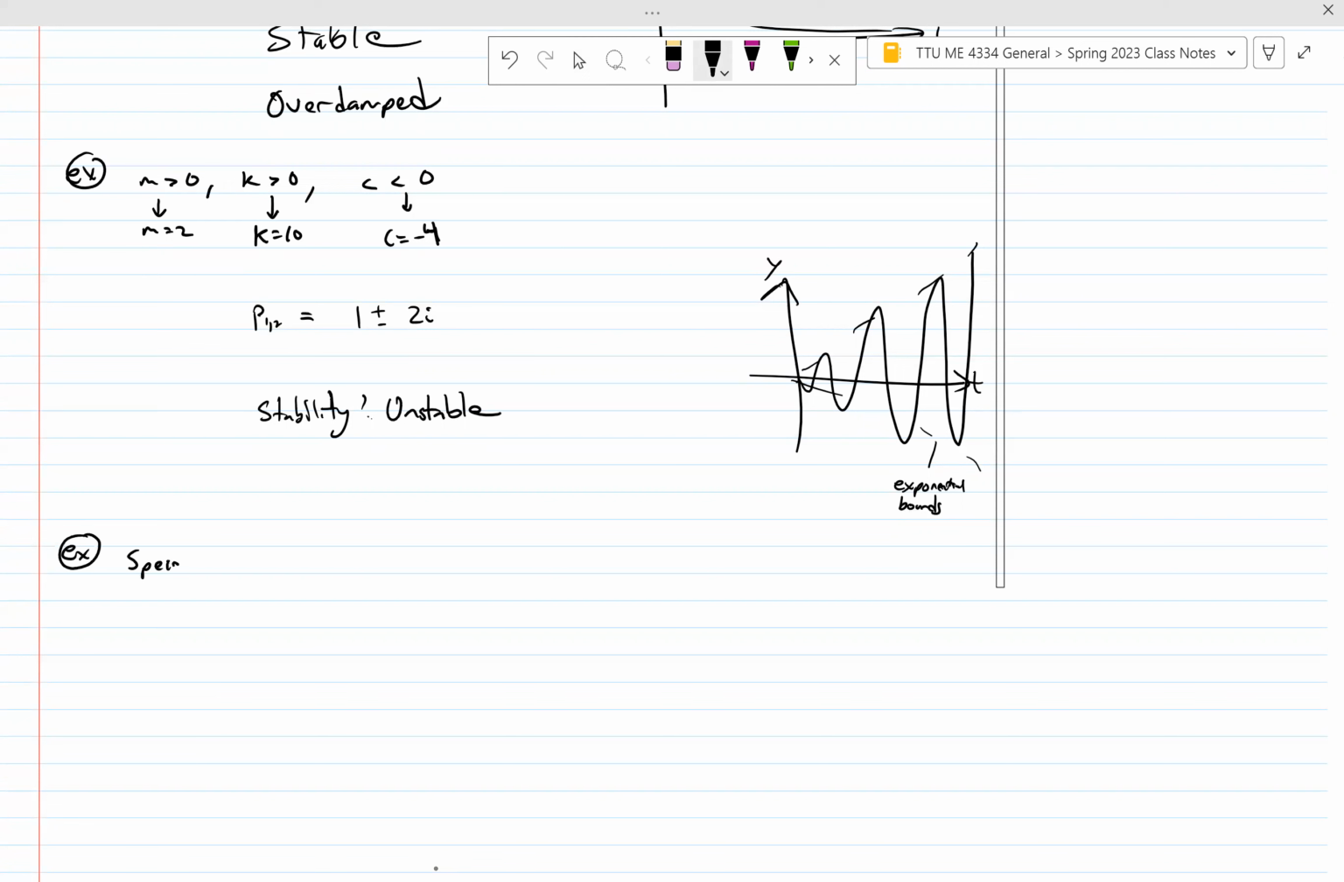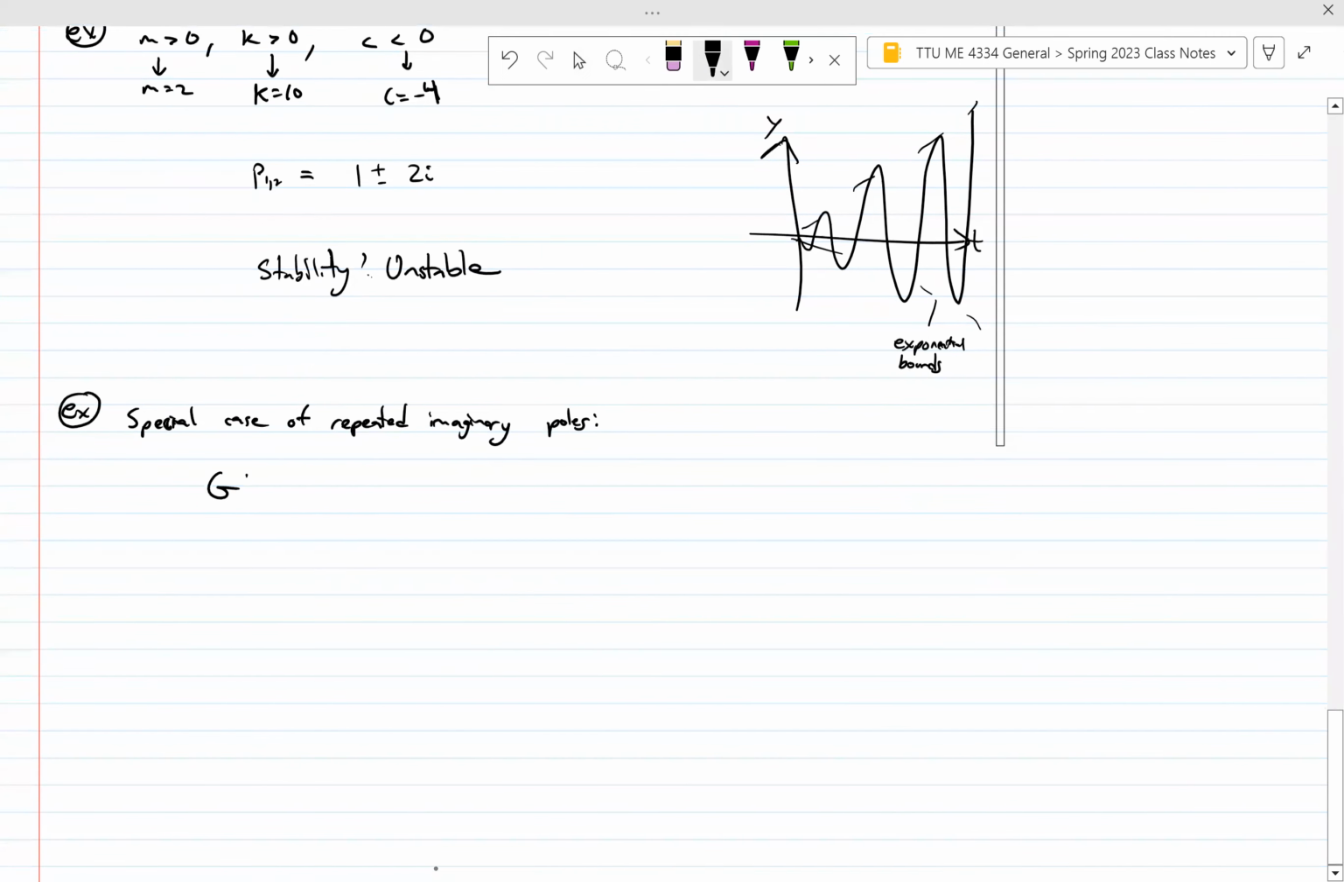All right, for the last item, just because we have a couple minutes here, the special case I was talking about of repeated imaginary poles. If we had a transfer function that's 1 over (s plus j omega) squared times (s minus j omega) squared, right? We'll say that u of s is equal to 1. It's an impulse.